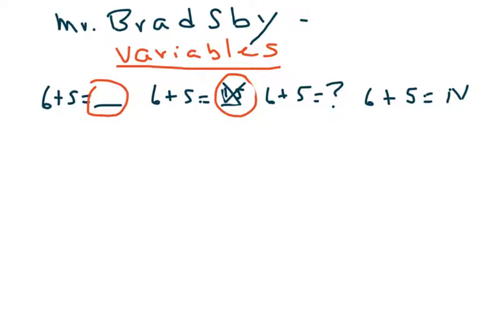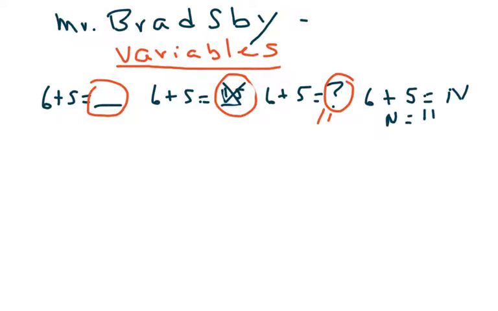So here's 6 plus 5 equals question mark. I think you've probably seen that. The question mark is the variable. What would go in there? Well, the question mark would be 11. Now here's one you may not have seen before. 6 plus 5 is equal to n. N is just like a blank or a square or a question mark. N needs an answer. What would n be? If we want it to be true, n would be 11.